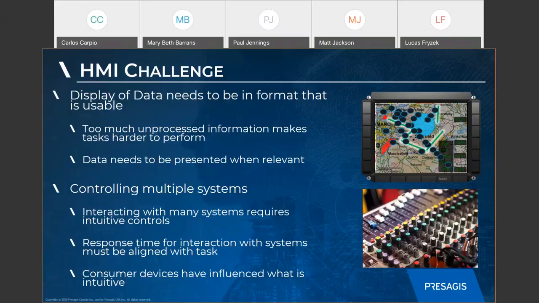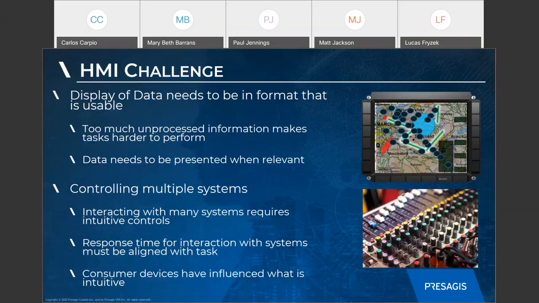So we have this challenge of there needs to be some form of processing on the data we present, and it needs to be presented when it's relevant. Now that needs computing processing power to actually make some of these decisions to aid the HMI.